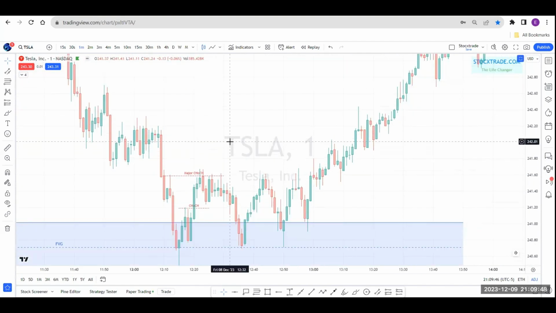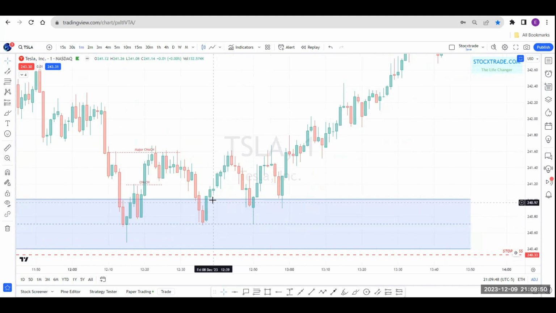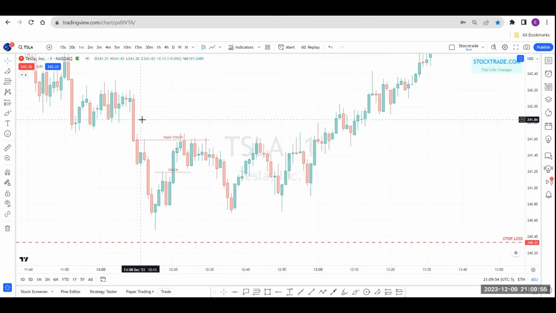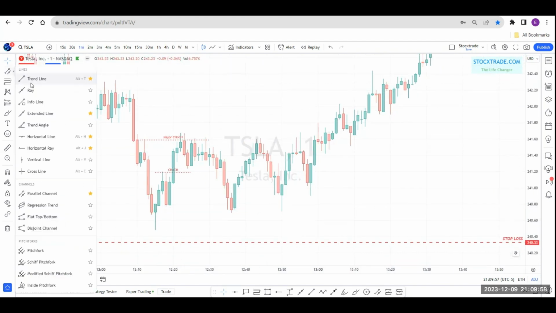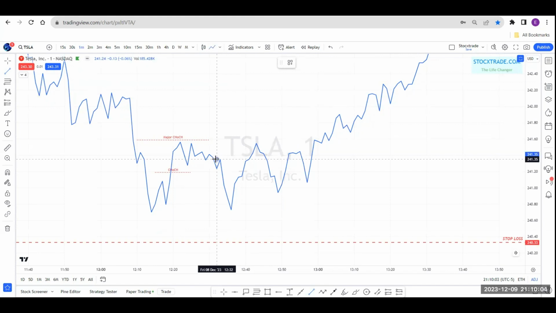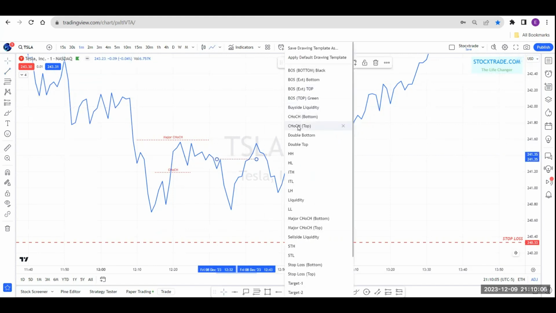What happened here? After the impulsive move, I need the break of structure. Okay, so if you see this, this is my change of character.